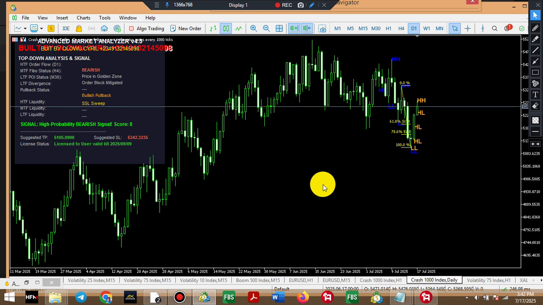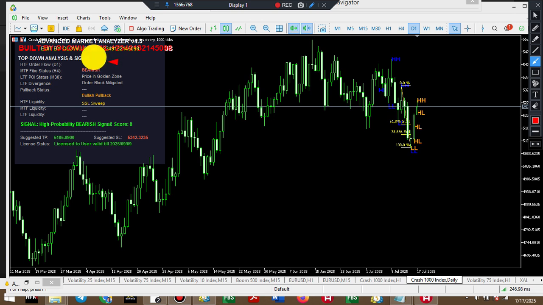Now, when you check the top, where we have the top-down analysis, the first time frame there is the D1, which is the daily time frame. On this daily time frame, the system calculates the order flow, right? It checks what the order flow is. Is price making a bearish order flow or a bullish order flow? That is what it is going to confirm. Then if it's making a bearish order flow, it now goes to the second time frame.